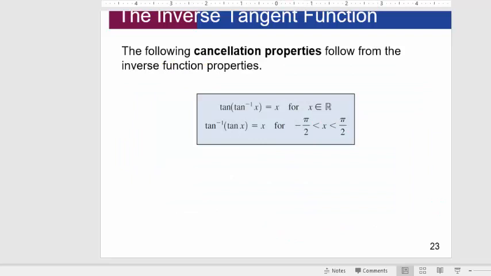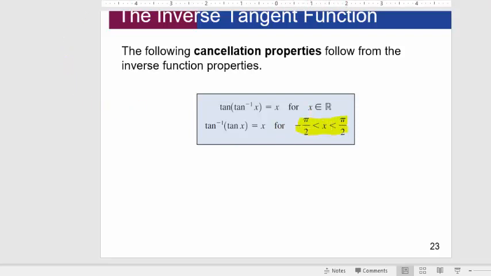So we again have our inverse properties, which our textbook here is calling the cancellation properties, which basically says that if you take the tangent of the inverse tangent of x, you get back to x for any real number x. And if you take the inverse tangent of the tangent of x, you get back to x as long as x is specifically in this interval between negative pi over 2 and positive pi over 2.